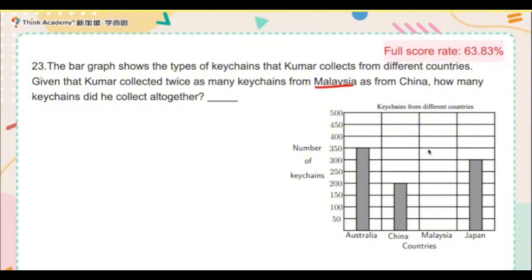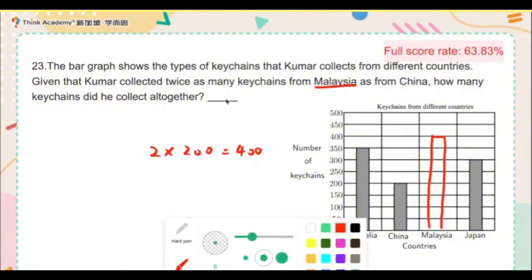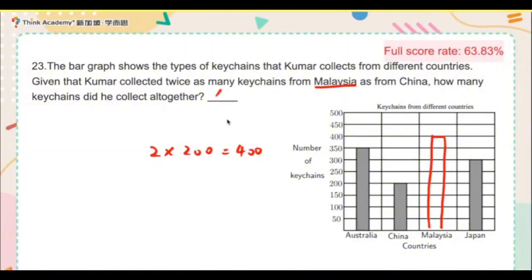Given that Kuma collected twice as many keychains from Malaysia as from China, from Malaysia we got how many? Twice as many as China. So 2 times 200 will be 400, right? So as for Malaysia, if we want to draw the bar graph, it will look like this. How many keychains did he collect altogether? I saw a lot of you got the answer as 400. Is it correct? No, everyone be careful. We need to see altogether, not just Malaysia, right?